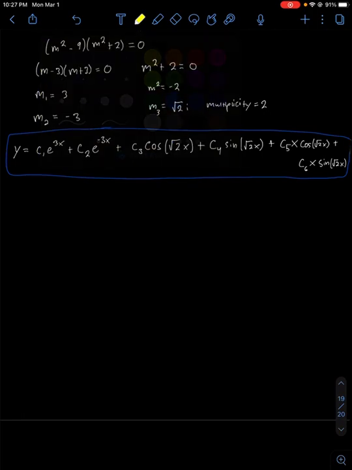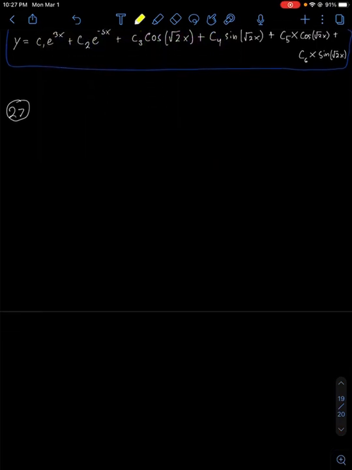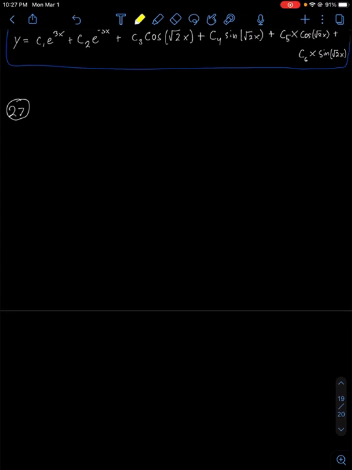So I'm going to do another example. This one is going to be number 27. And the equation is u to the fifth. Well, I'll just write out the derivatives.